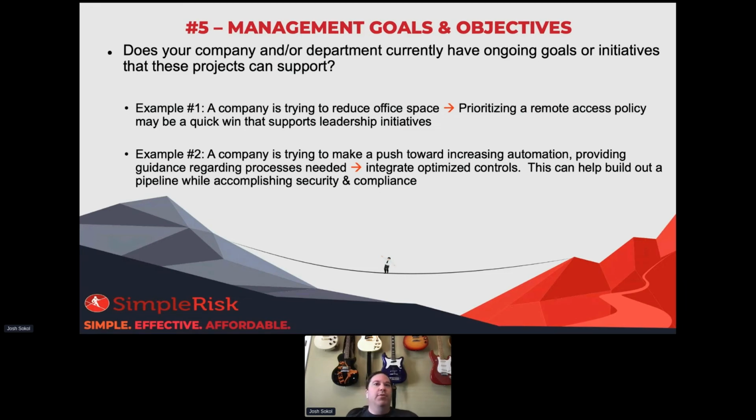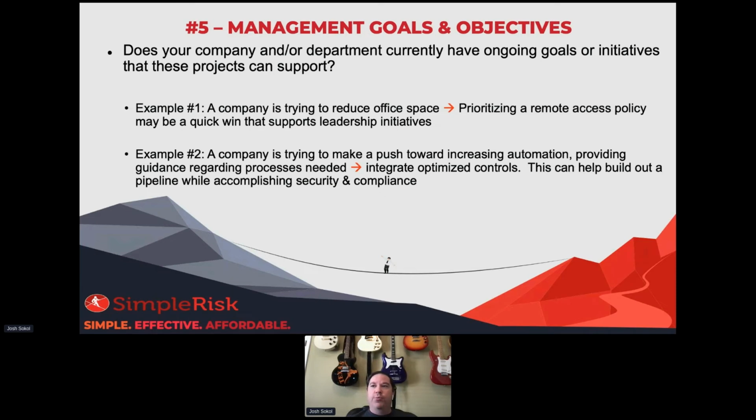Another example here is if your company is trying to make a push towards increasing automation, maybe you want to provide some guidance regarding the processes needed. So, like integrating optimized controls and things like that. So we say, hey, yes, security is going to help you. We're going to help build a pipeline. We're going to help funnel code through this CI/CD pipeline, and we're going to make sure that security scanners happen within this. We're doing static analysis. We're doing whatever.